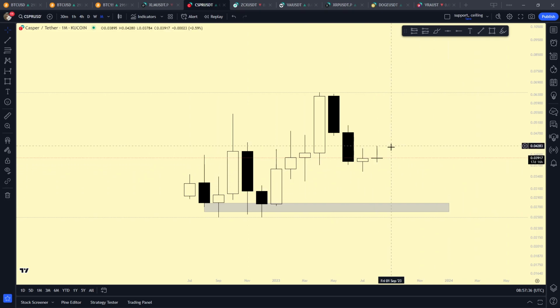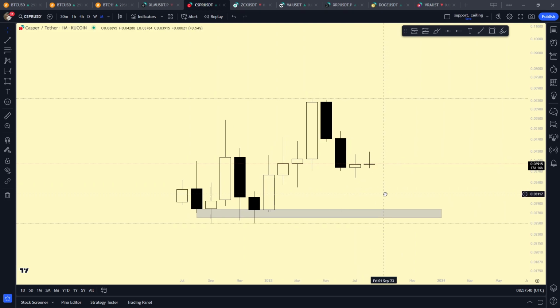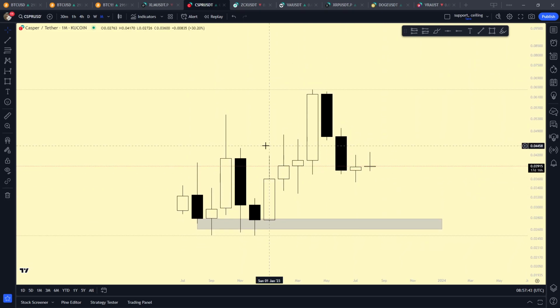So what I want to see is a little bit of a bullish move. We don't know yet. So we will see. This is the first time I've done a whole Casper breakdown for you guys and for myself as well. So let's get right into it.